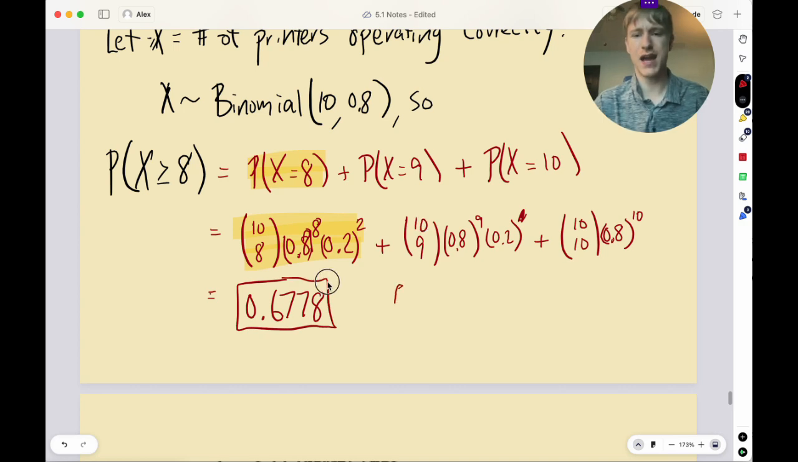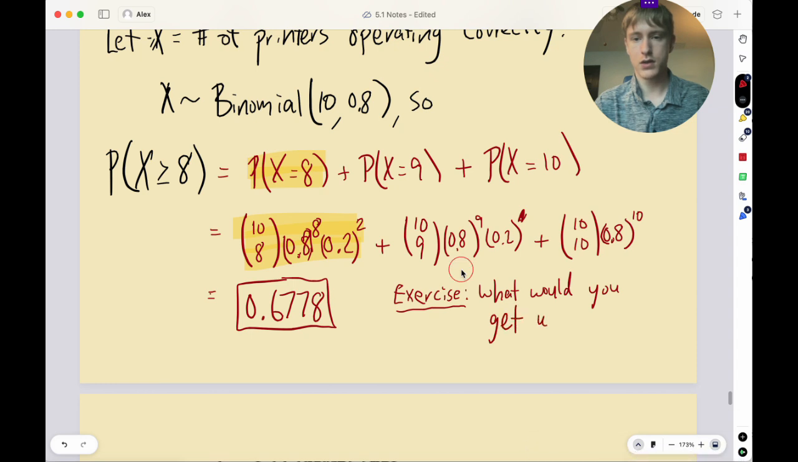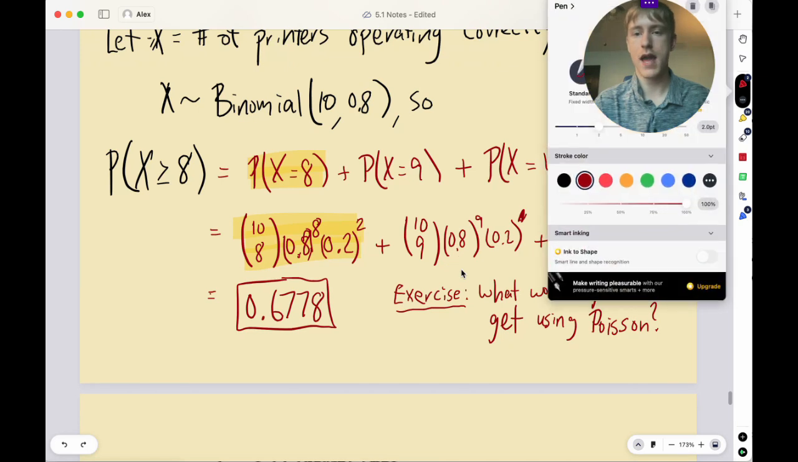Now, just as an exercise, I didn't actually do this in my notes, but what would you get using Poisson? Remember I said we couldn't use it because that would be a very bad approximation. Well, let's test that out. Go ahead and compute what that is using the Poisson distribution, and you should get something radically different from 0.6778. Okay, so that's it for part A.